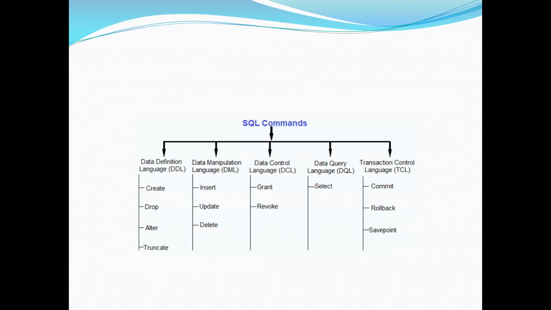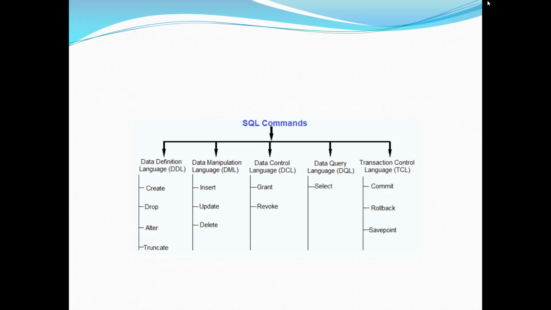So this is a graphical representation. DDL is where create, drop, alter, and truncate come. In data manipulation language, insert, update, and delete come. In data control language, grant and revoke, and data query language is select. And transaction control language is commit, rollback, and save points. So we will start looking into these commands and how we can do that.